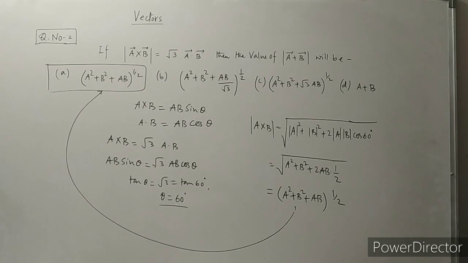So how should you take the resultant? Because in the question it is given A plus B, and obviously A plus B means the resultant of two vectors. So the resultant of two vectors is equal to root under A square plus B square plus 2AB cos theta. We know the value of theta, so we can put the value of theta over here and calculate. Clear? So moving towards question number 3.